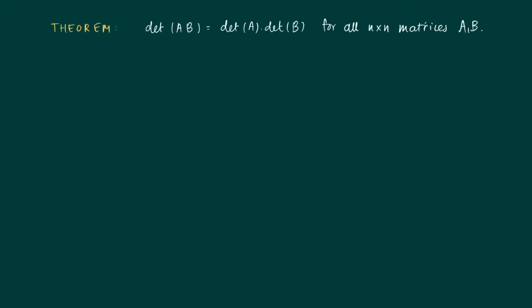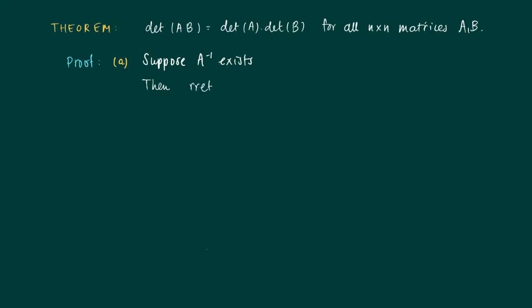We will prove that the determinant of a product of matrices equals the product of the determinants of these matrices. Well, a proof consists of two parts. First of all, suppose that A inverse exists, so that A is actually an invertible matrix.